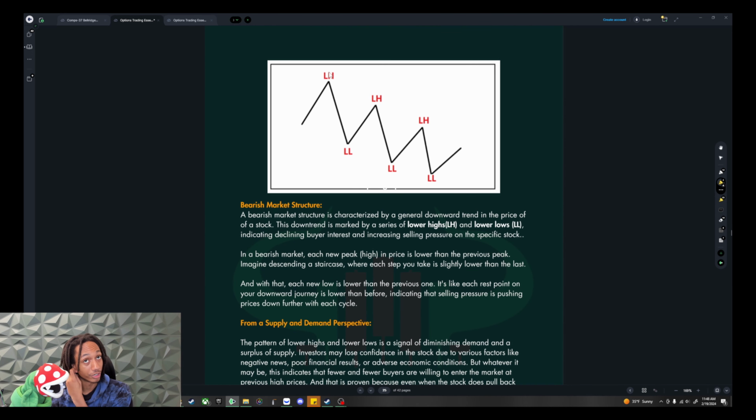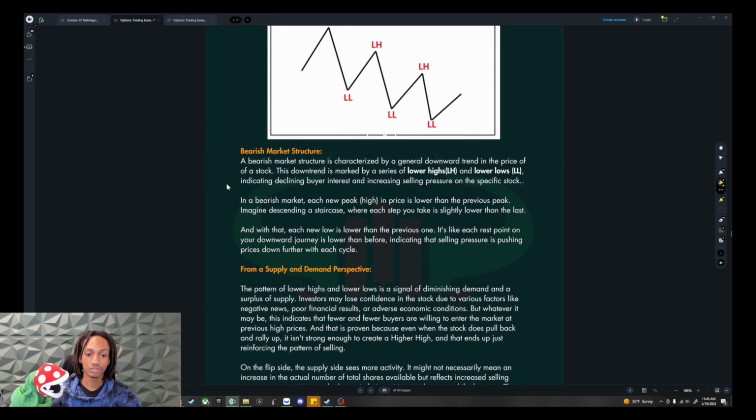Now we have bearish market structure. It's obviously the opposite of bullish market structure, and that's just lower highs and lower lows. Every time price makes a high, it's lower than the previous high, and that shows that it's bearish because price is over the long term going down. It's trending downwards. So, bearish market structure is categorized by a general downward trend in the price of a stock.